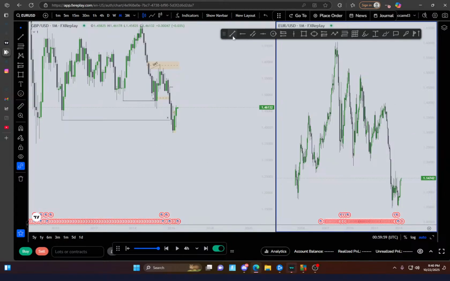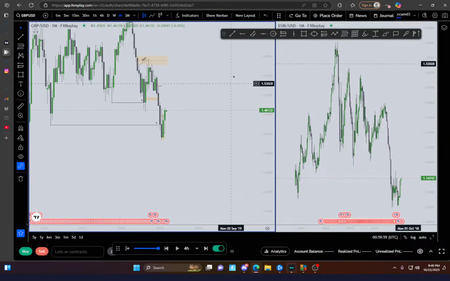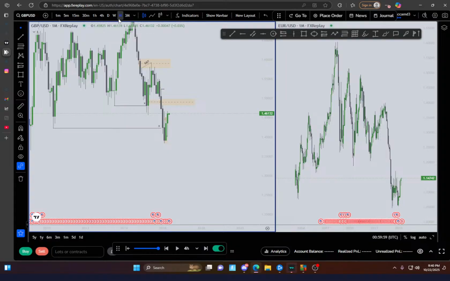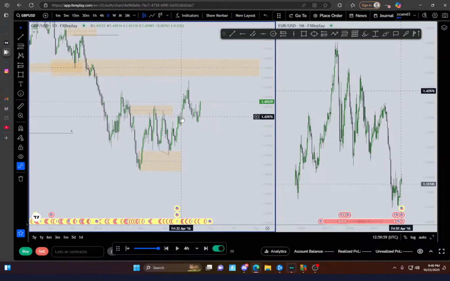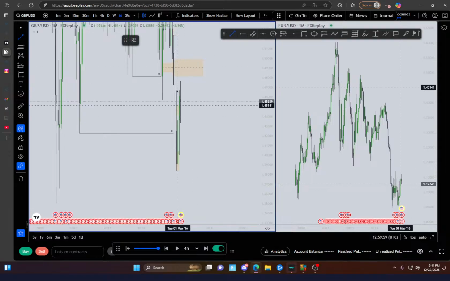SMT right here, correlation broken. Now we're bearish, right? We know we're bearish. Let's see how we react off of here. Okay, so nice. I mean, that wick was taken out. When we had this wick get taken out.